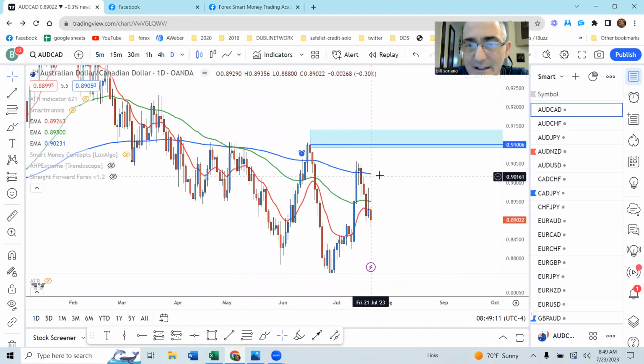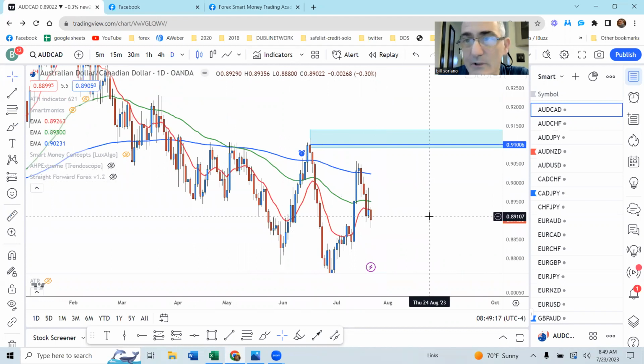We also have these moving average indicators that we use here. This is really a pure smart money strategy. We don't use any indicators to take the trades with this strategy. However, we do use some indicators to help us identify trend and also identify order blocks, right? And I'll show you those.